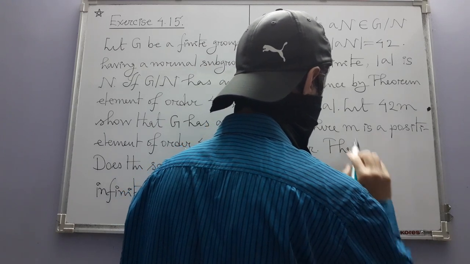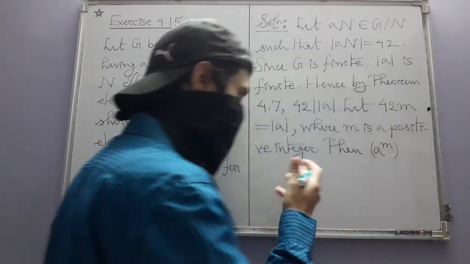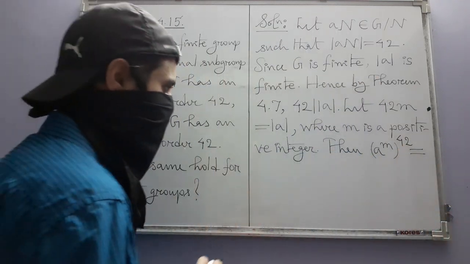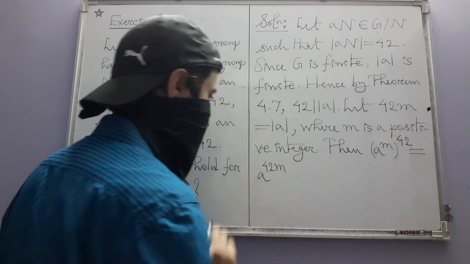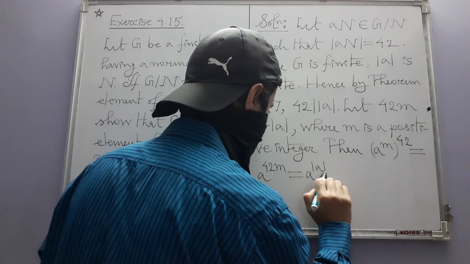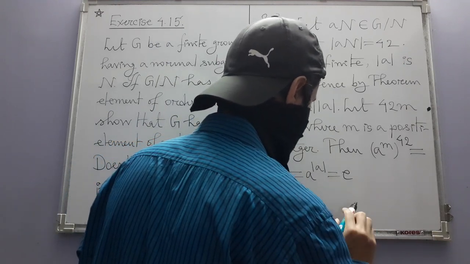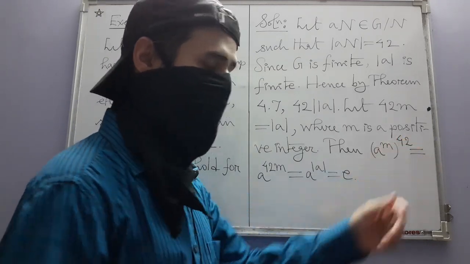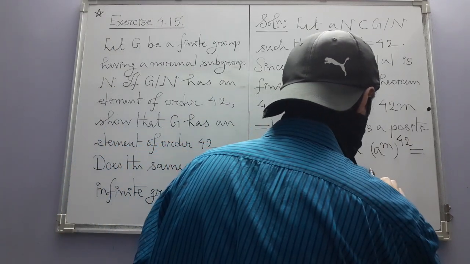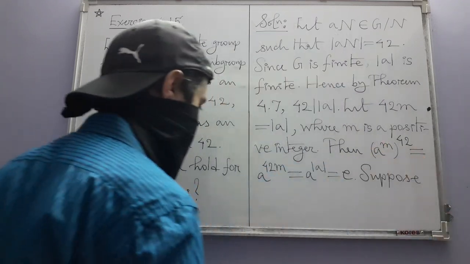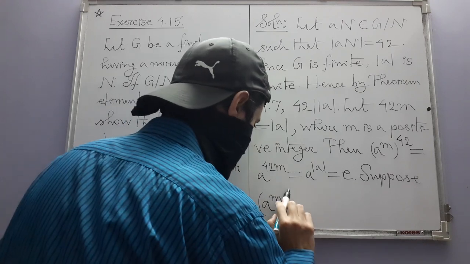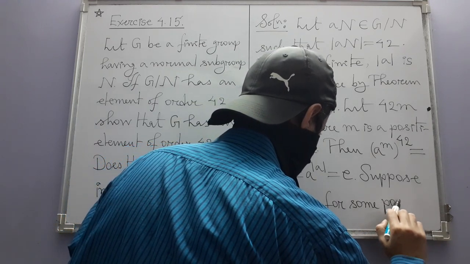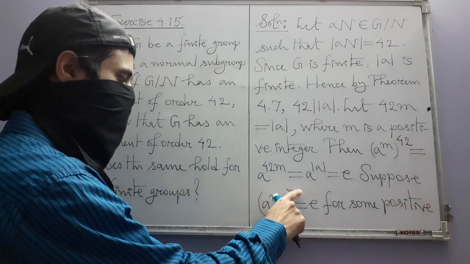Then, what is the 42nd power of the element a to the power m? By applying one of the rules of exponents, this is nothing but a to the power 42m, which is this, and this by the definition of the order of an element is e. Okay, so we now have the fact that the 42nd power of the element a to the power m is e. Now suppose we have this equal to e for some positive integer n less than 42.